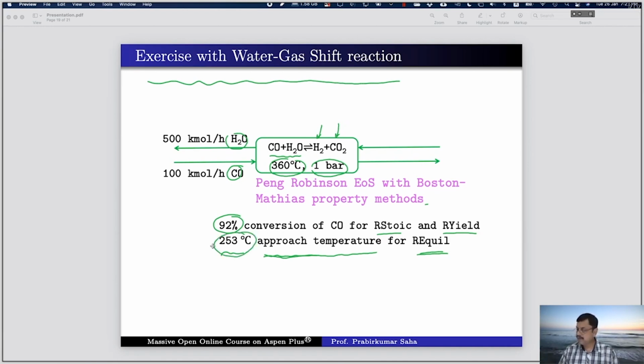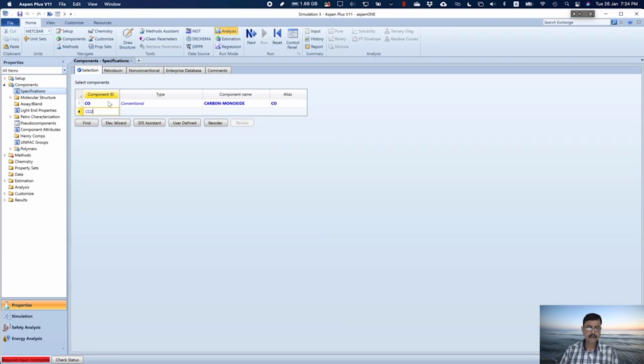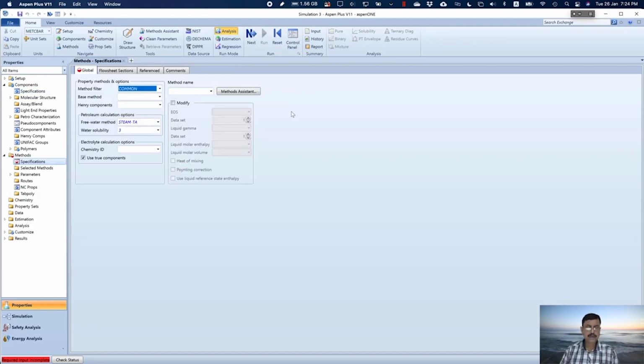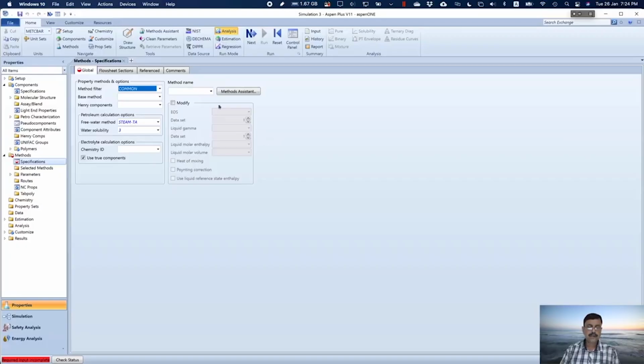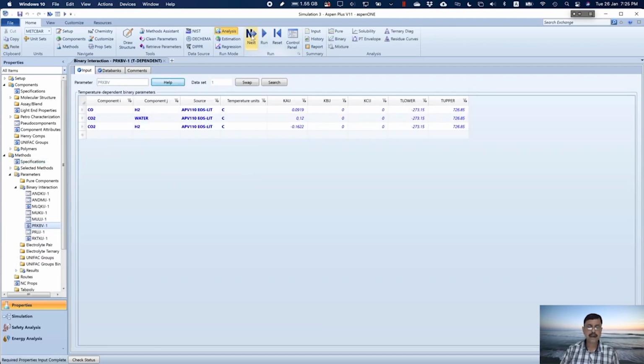So we need this information for calculation. So let us see how these blocks can be used for calculation in the Aspen Plus simulation window. For that, we need to specify the components. Our components are carbon monoxide, carbon dioxide, water and hydrogen. Press next. We have to use the Peng-Robinson equation of state with Boston-Mathias property methods. So we get it here, Peng-Robinson equation of state with Boston-Mathias modification. So we press next and run.